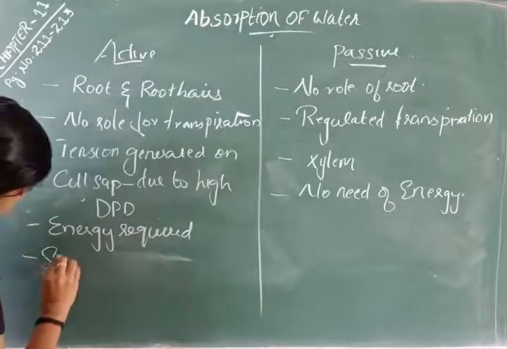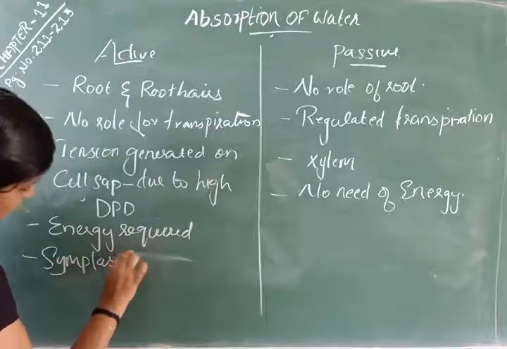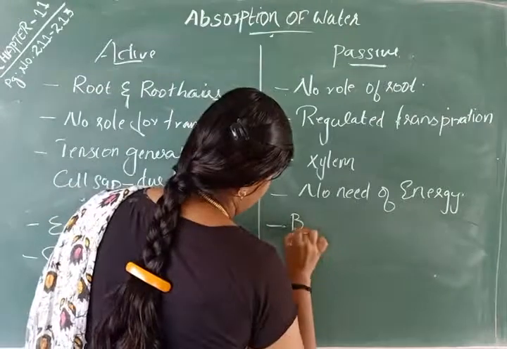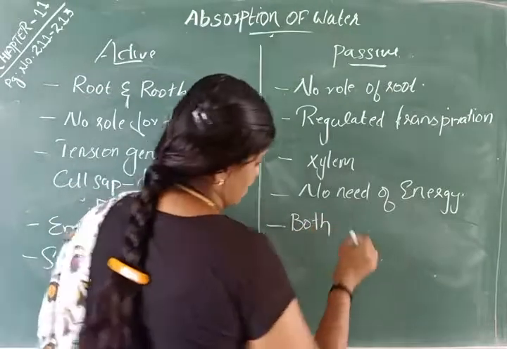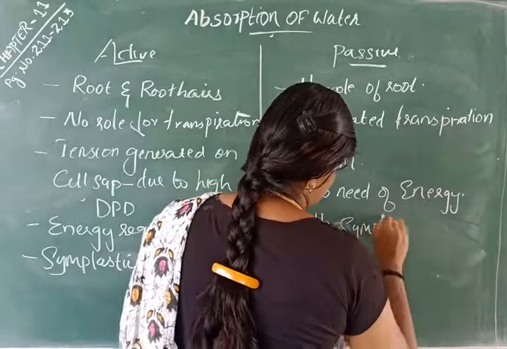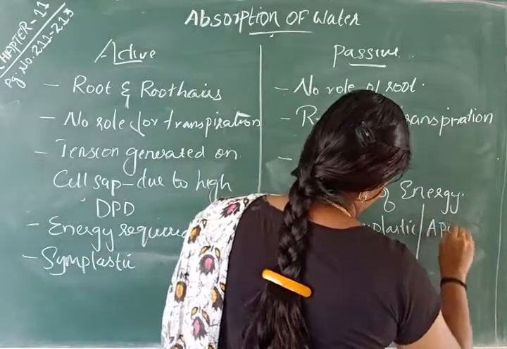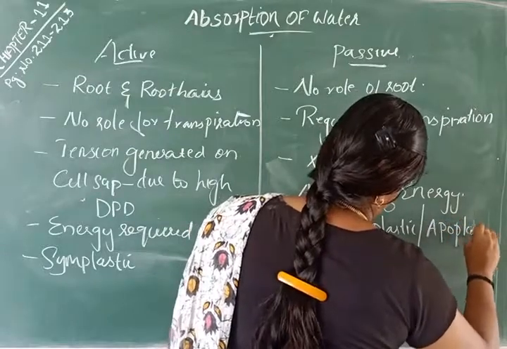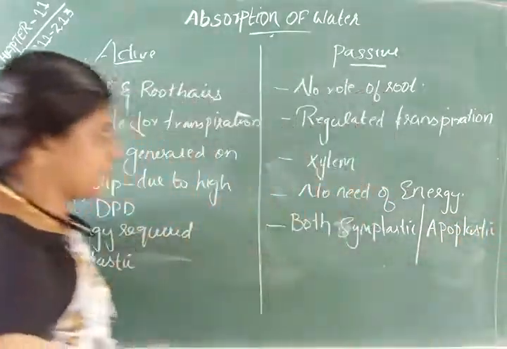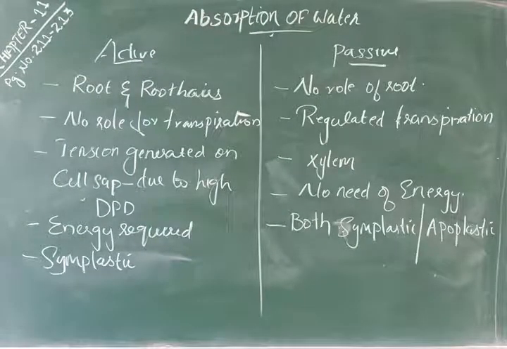Then it involves symplastic movement of water in active absorption, whereas in passive both symplastic and apoplastic may occur. In active only symplastic, whereas in passive both symplastic as well as apoplastic pathway. So these are the differences.